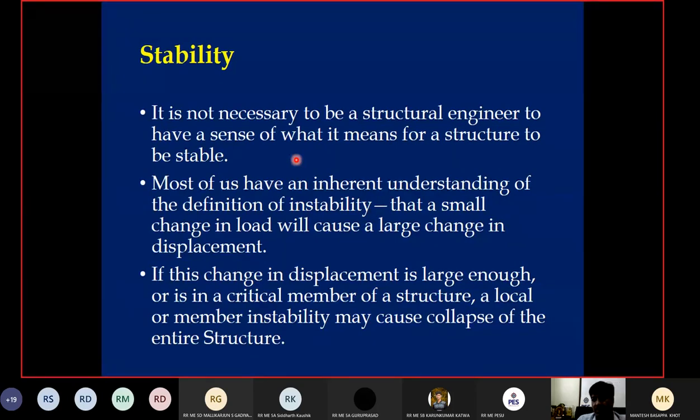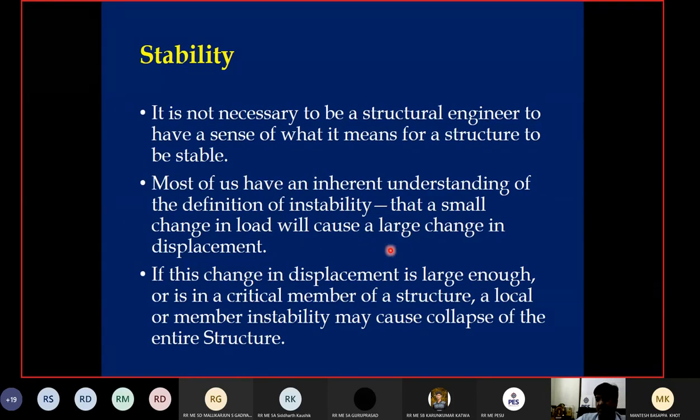So whenever you are not in a good mood, that means you are very much aware of the instability of yourself. Most of us have an inherent understanding of the definition of instability: a small change in load will cause a large change in the displacement. If you just apply psychology here, you'll understand what instability is. Even a small word of discouragement can put you into a big disaster.